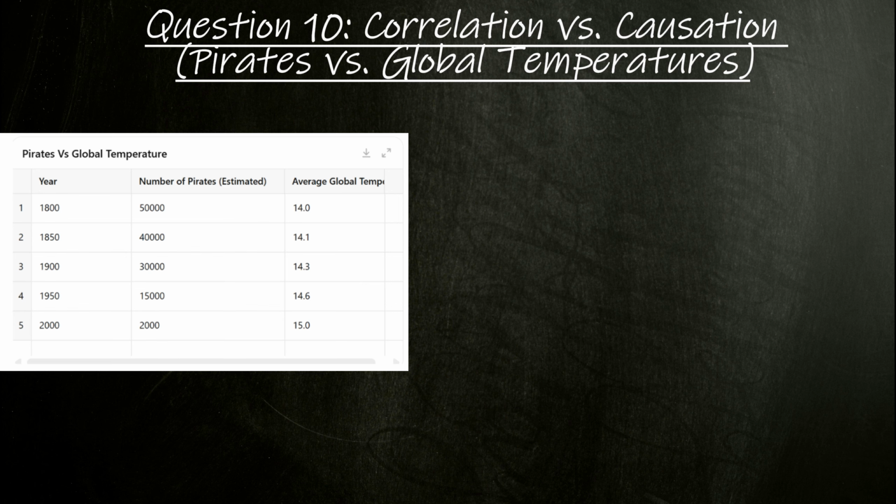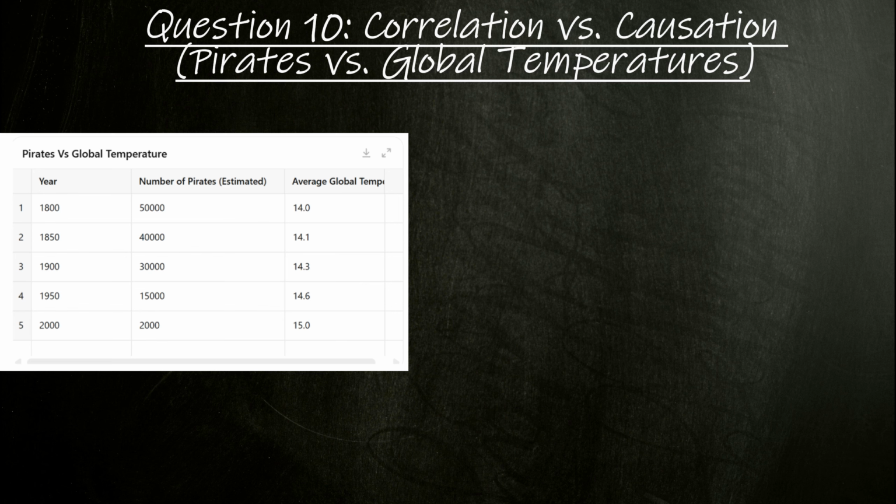Now, when reading a table like this, the key is to look across each row to see the full set of information for a given year. For example, if we look at the row for 1900, we see that there were 30,000 pirates, and the global temperature was 14.3 degrees Celsius. If we move to the row for 1950, the number of pirates had dropped to 15,000, and the temperature had risen to 14.6 degrees Celsius.